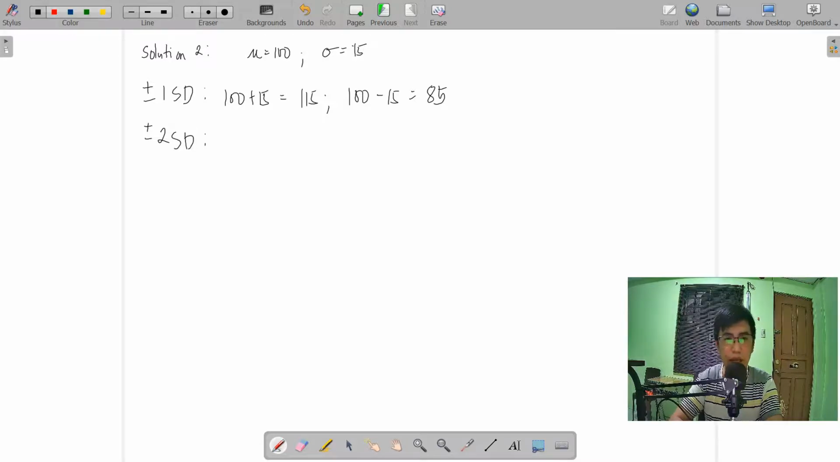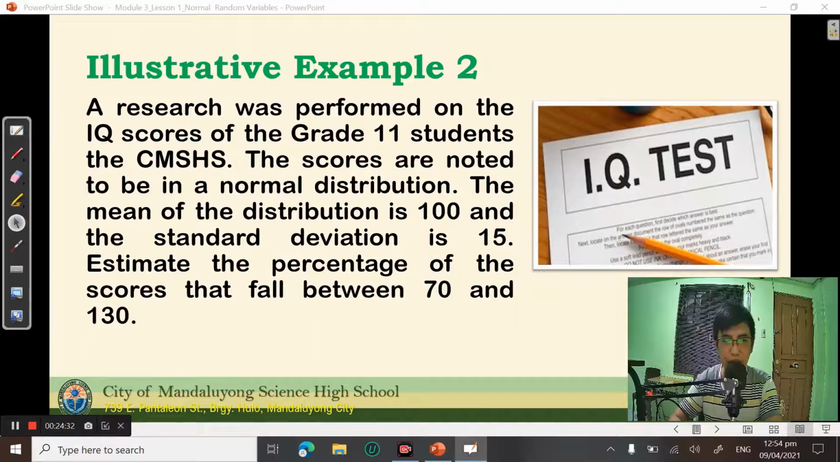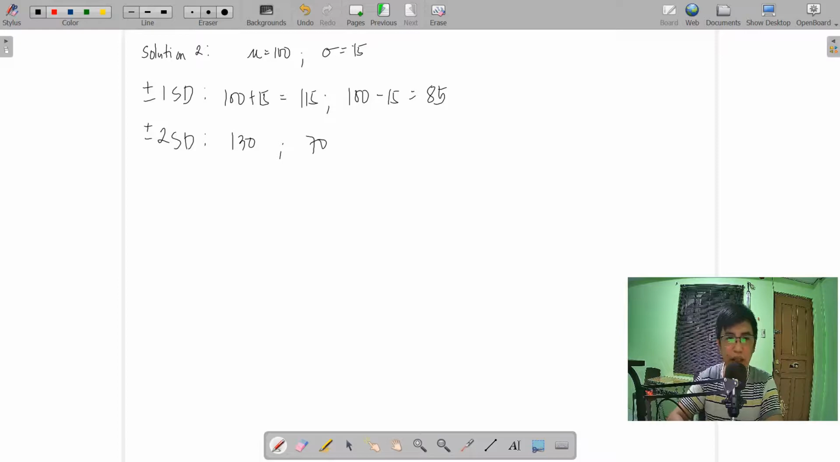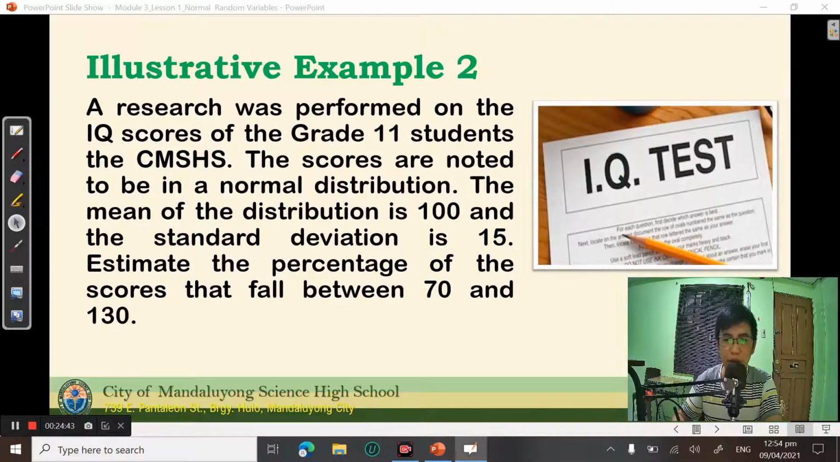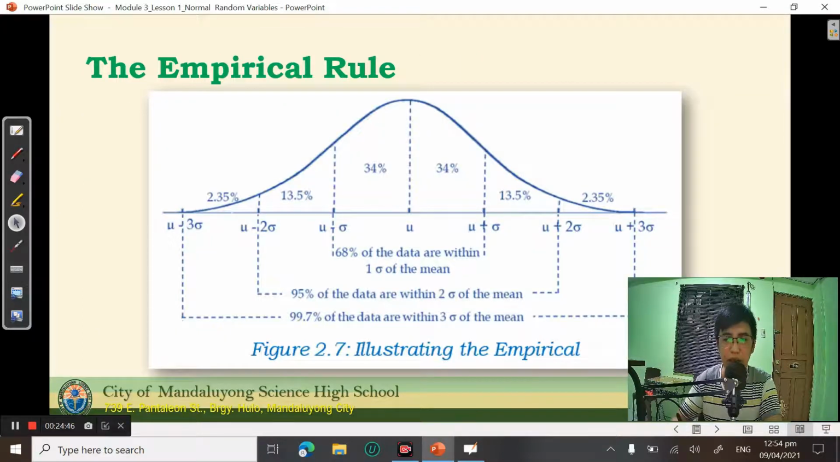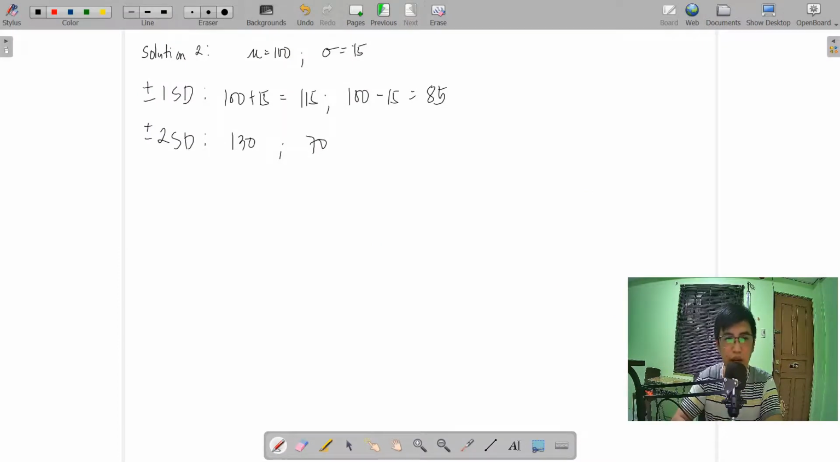you know that already. This would be 115 plus 15, which is 130, and 85 minus 15 is 70. Okay? So, we stop now because the problem says 70 and 130. So, we are done already. So, 70 and 130. Now, what is the percentage? Looking at the empirical rule figure, that's 2 standard deviations away from the mean. Okay, that's 95%.